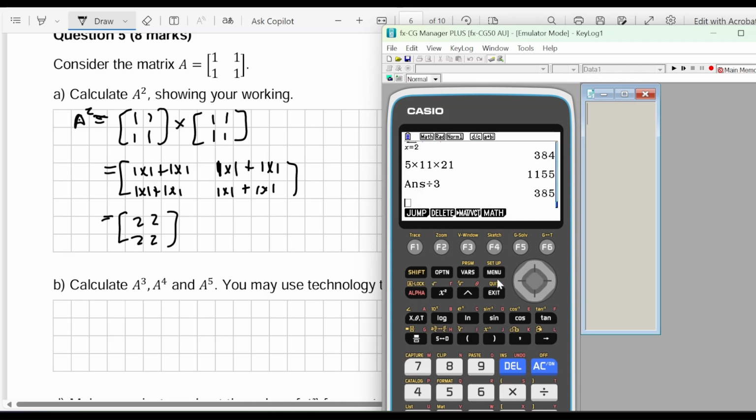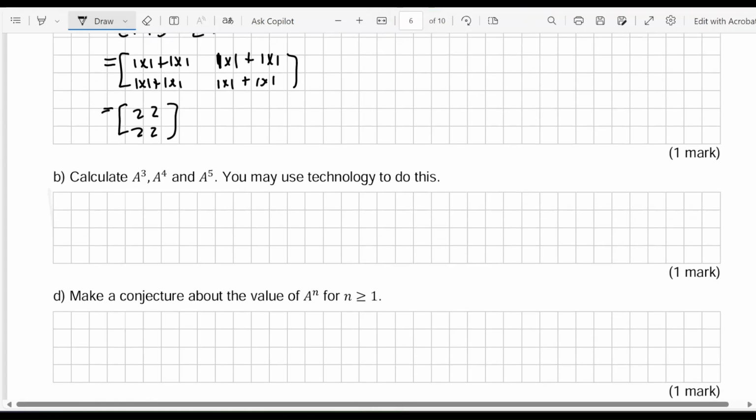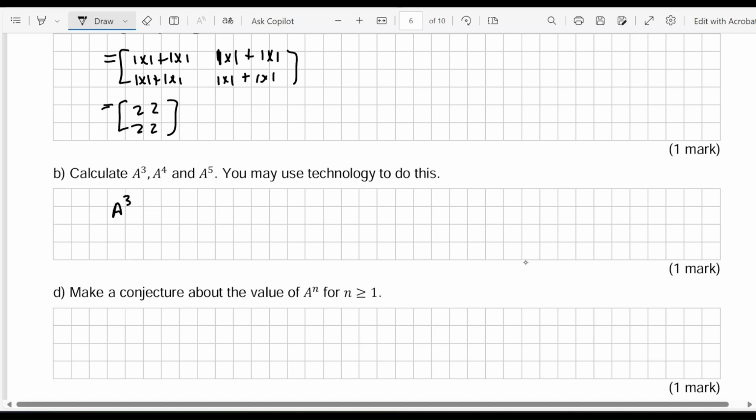Exit out of there, exit out of there. Shift, and then the mat button's over your 2. Alpha A, we'll just make sure we've entered it correctly. Yes, we have. So shift mat alpha A, we'll check that our squared one was correct first. Yes, it is. Now when we've done that, we can just go back and modify this. So A cubed is 4, 4, 4, 4. You may be spotting a pattern.